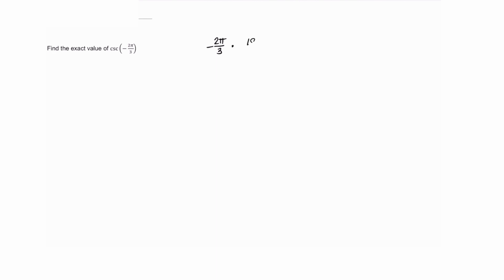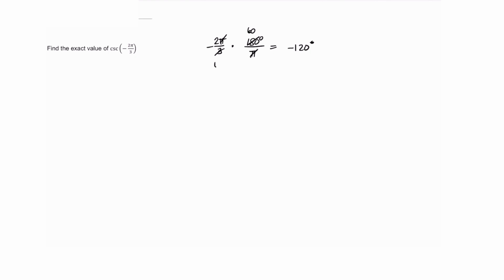Remember, the conversion factor is 180 degrees for every pi radians. And what we have there is the pi's cancel out. 3 divides into 180 60 times. And this is negative 120 degrees.